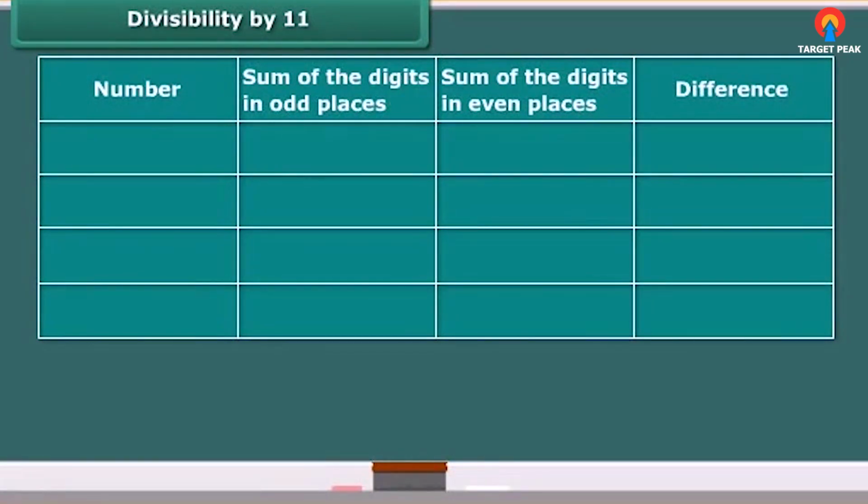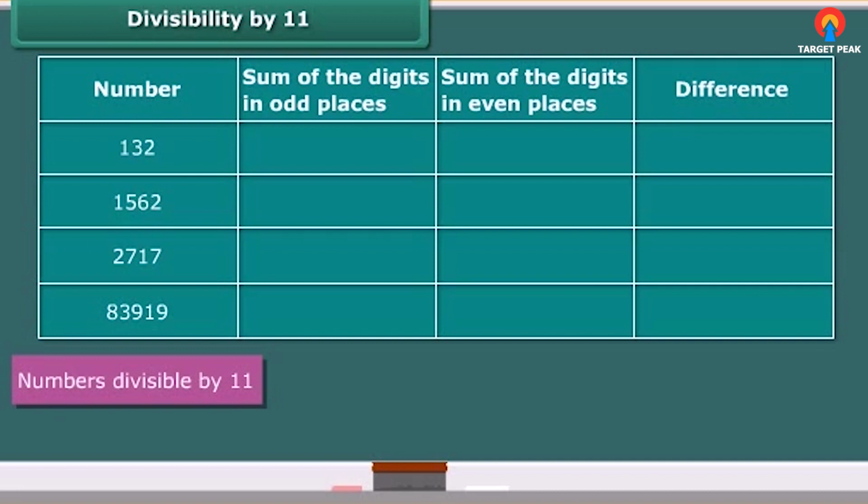Consider the numbers 132, 1562, 2717, and 83,919. All these numbers are divisible by 11, as can be checked by direct division method.